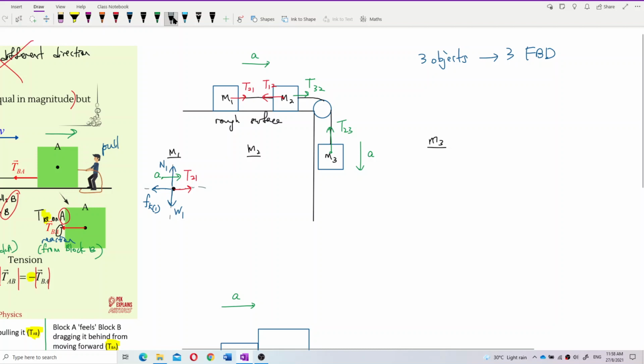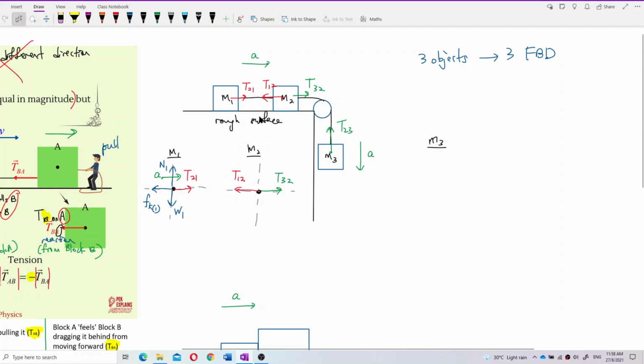Now, how about mass 2? It has the tension in this direction, T12, like mass 1 is dragging behind, but it also has T32 going forward. What other force does it experience? Don't forget, this is a rough surface, so it has a friction going behind.